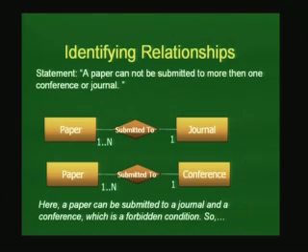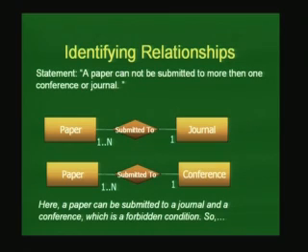Okay, even though sometimes when talking in English, we say a paper cannot be submitted to more than one conference or journal, to be more precise, it actually should be a paper may not be submitted to more than one conference or a journal. Okay, so again, first of all, what can we imply from that? A paper can be submitted to a journal and a paper can be submitted to a conference. So these two can be implied.